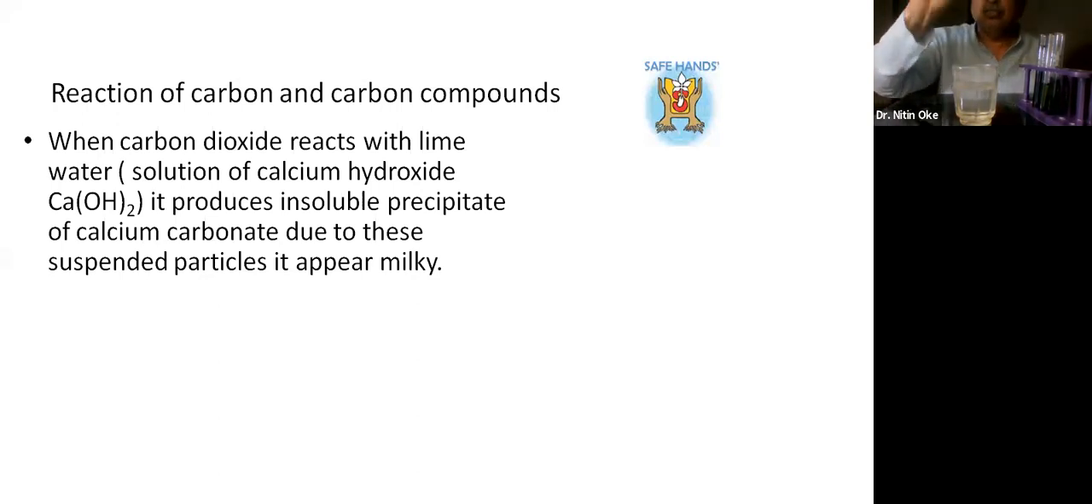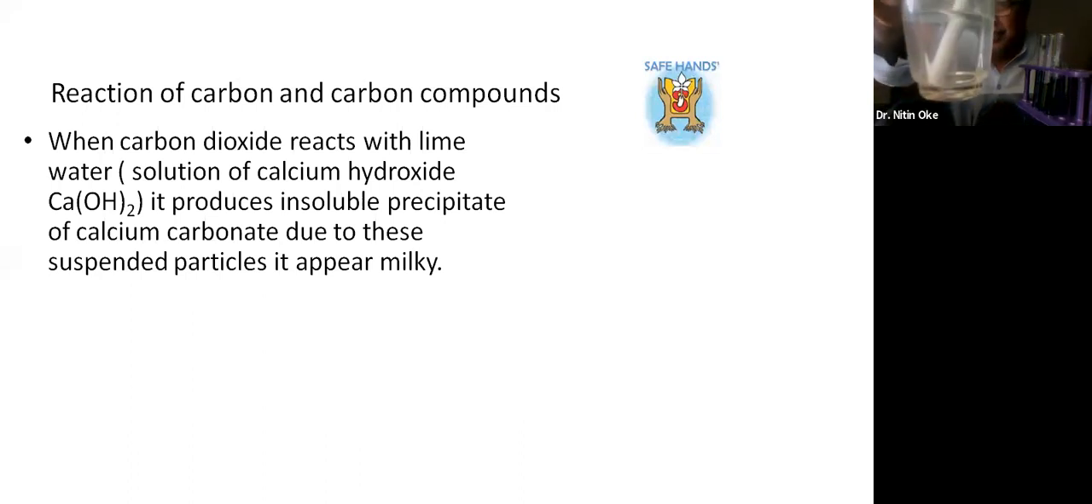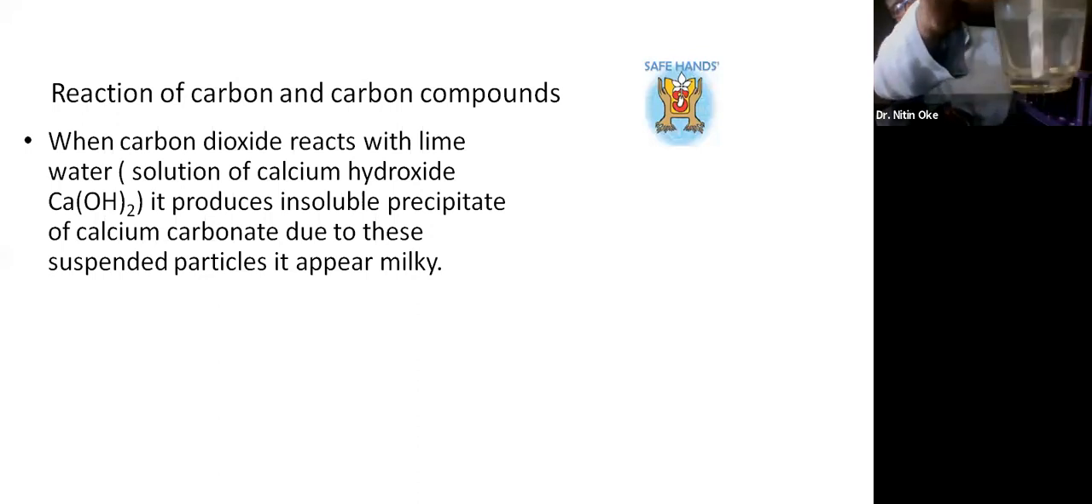Now I'm going to use this straw. The straw is a clean straw, having no color with it. And I'm going to blow my exhaled breath, so obviously it contains carbon dioxide. Please look at this particular clear color once.